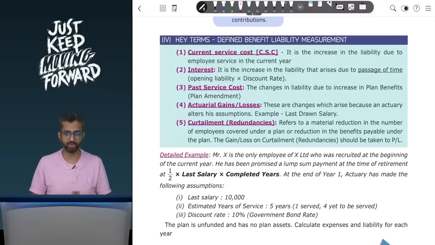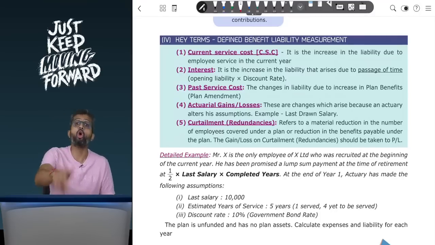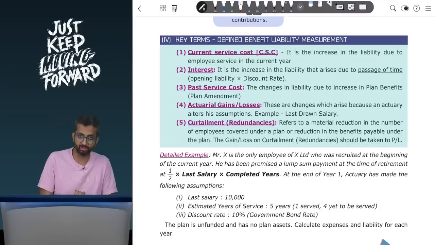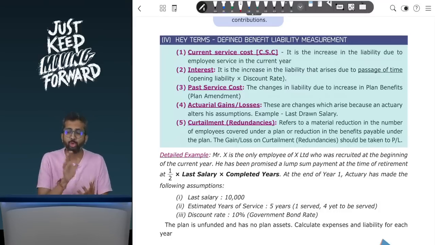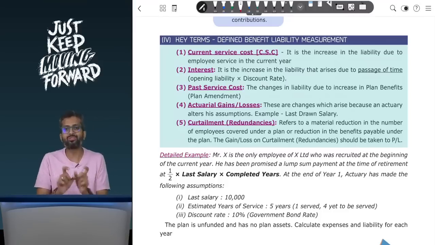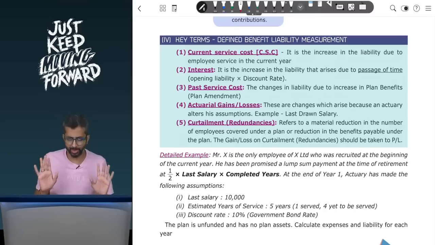Next, you have past service cost. What is past service cost? Sometimes the organization changes the plan. Like earlier, you had promised to pay 1/2 into last drawn salary into completed years of service. I amend the plan and I say I will pay you a full month's salary, or 3/4 into last drawn salary into completed years of service. This is called past service cost. Past service cost will usually be taken to the P&L immediately if the benefits vest, or if the benefits remain unvested, then you will defer it over the vesting period.